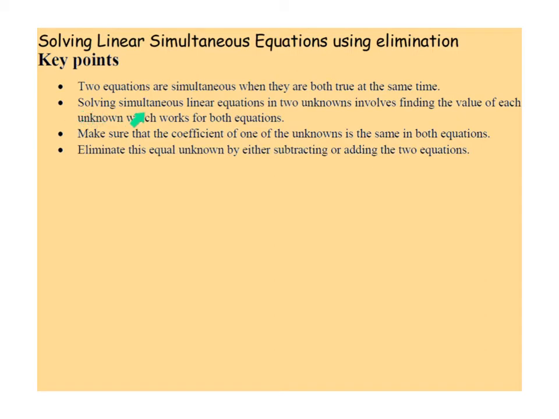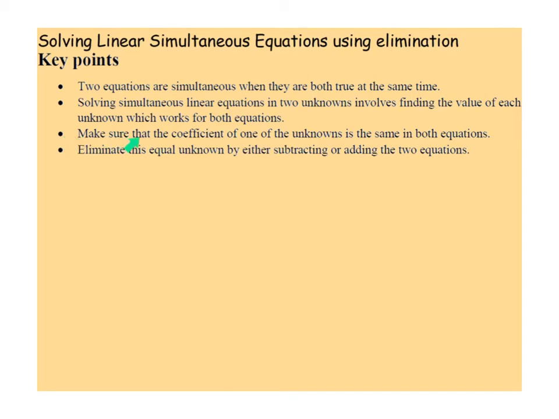Okay, solving simultaneous linear equations in two unknowns involves finding the value of each unknown which works for both equations. That's actually true for any number of unknowns. If you're solving 6 simultaneous linear equations, then that means solving 6 equations with 6 unknowns and working out the value of each one that works in all 6 equations. But in our case, in A-level, you'll only be working with 2. I think you might be working with 3 in further maths.